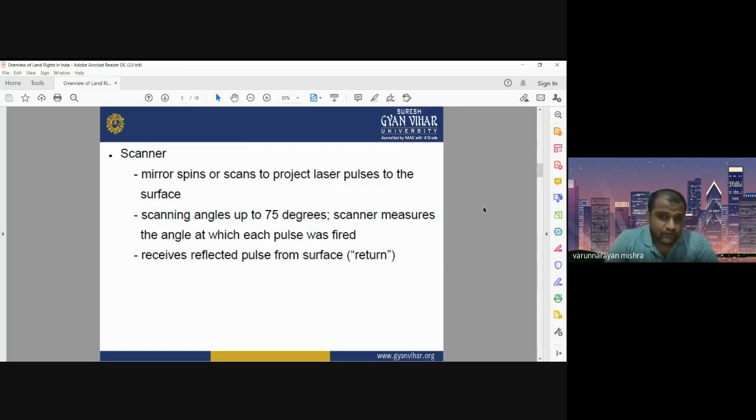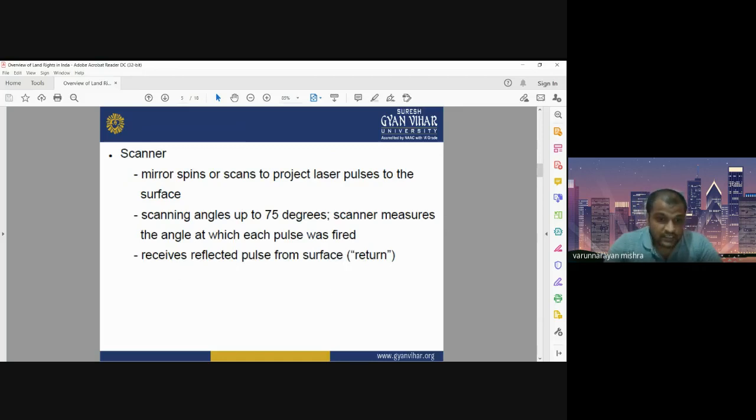The scanner also measures the angle at which each pulse was fired. When we transmit the pulses, it is not that the pulses are received at the same angle. The pulse may be received at different angles, so this mirror continuously moves between 0 to 75 degrees to receive the entire incoming energy that may be received by the receiver of the lidar system.